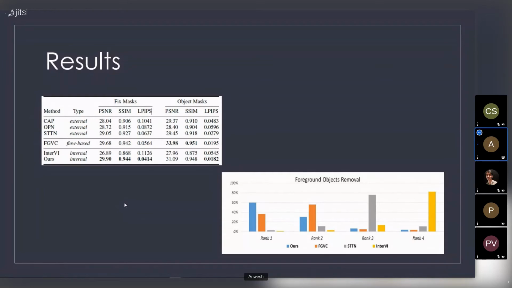And in the bottom right, you can see the results of a survey. The 18 participants were invited to rank the results of the four methods. So you can see the method used in this paper, FGVC, STTN, and InterVI. They were asked to rank the videos in terms of visual quality and temporal consistency. And there were a total of 810 votes. As you can see, the method used in this paper clearly stands out at rank 1.